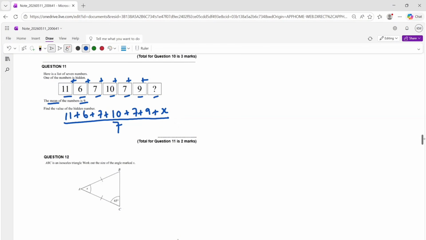So writing this down would get you a mark. So then I'm going to work out what I've got, and I can work out from there. I also know that the answer to this is 9. So that will hopefully help me. So I'm going to add up these numbers here. I've got 11, add 6 is 17, add 7 is 24, add 10 is 34, add 7 is 41, add 9 is 50. So I've got 50. Add x over 7 equals 9.